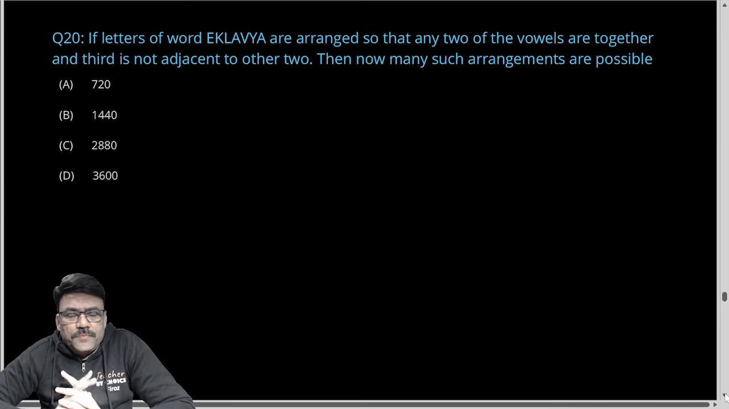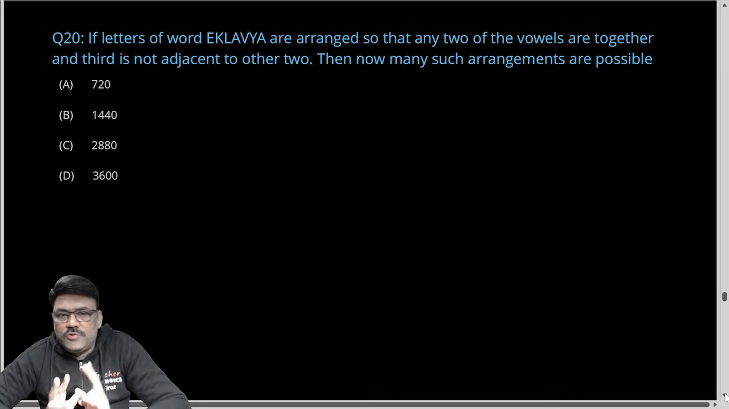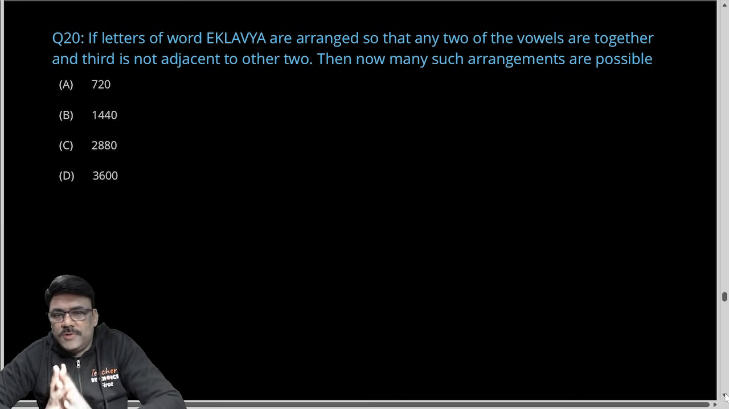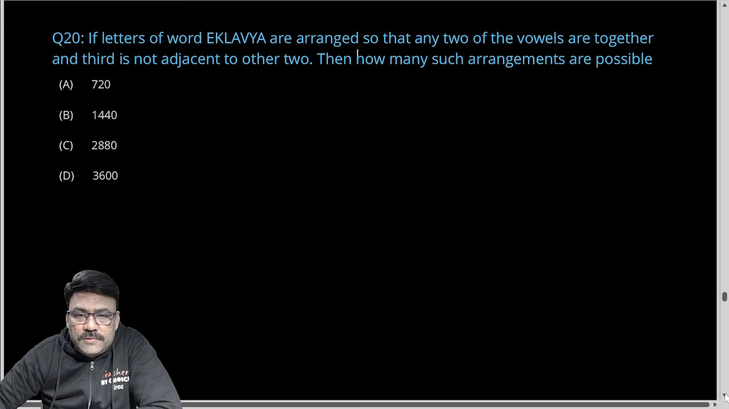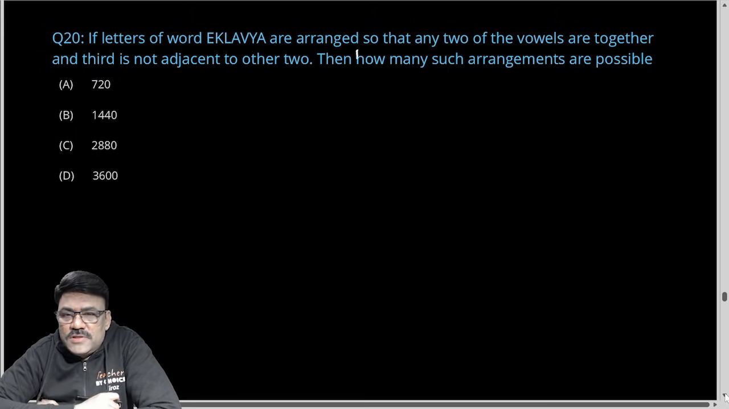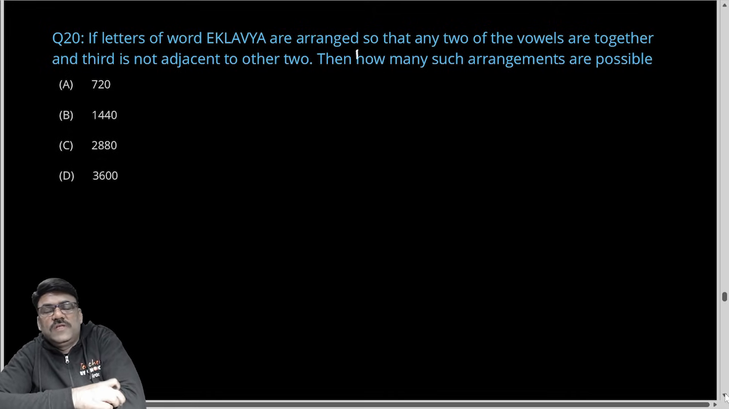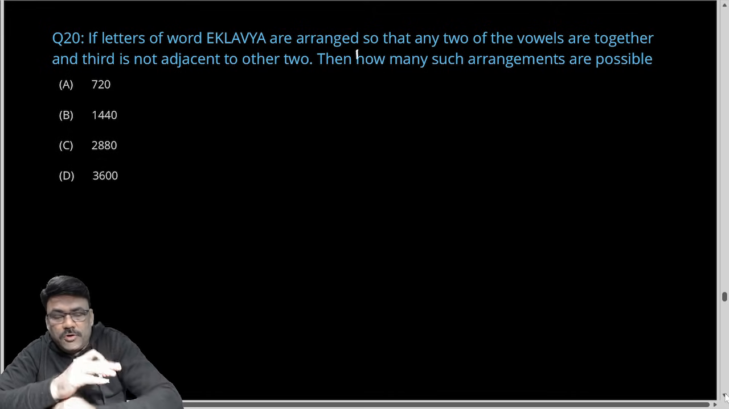See this question. If the letters of the word Eklavya are arranged so that any two of the vowels are together, two are together but not all three, and the third is not adjacent to the others, meaning two should be together but not all three, then how many such arrangements are possible?